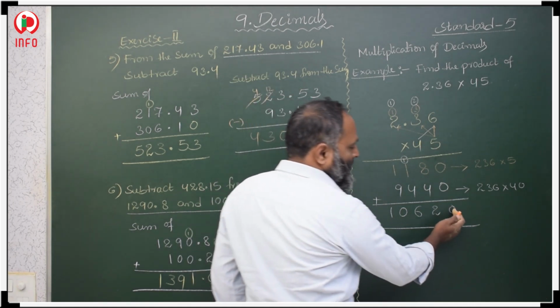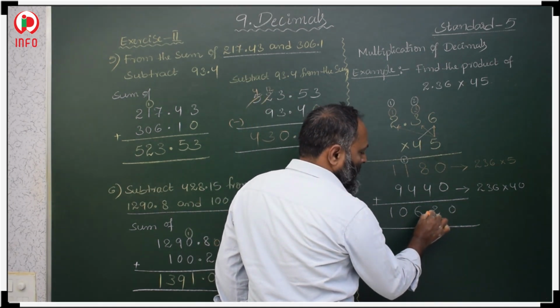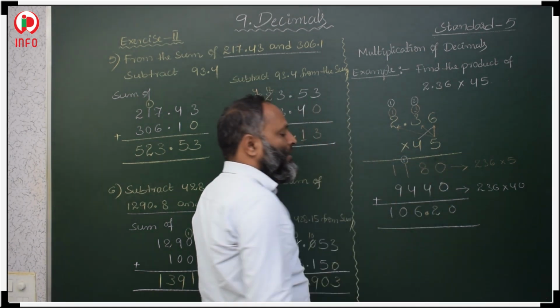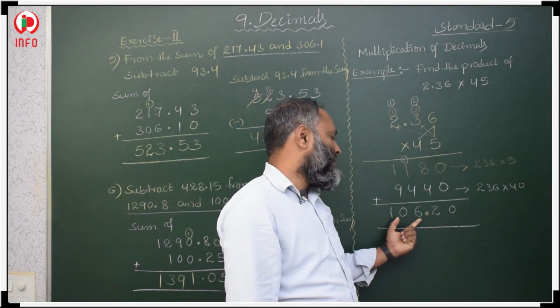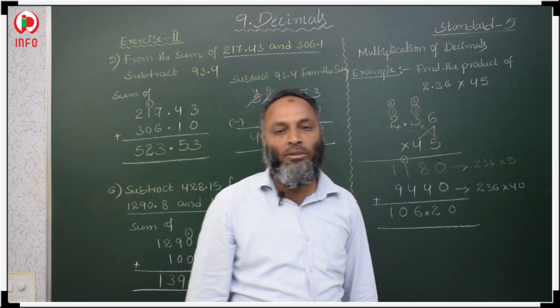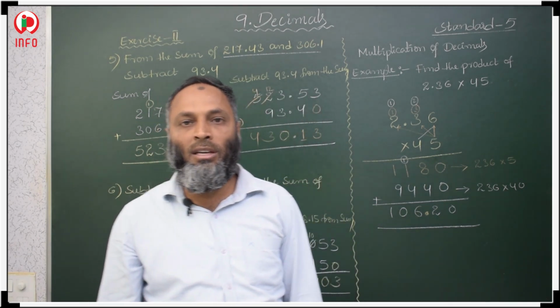In the answer also, after 2 digits we keep a decimal. Here we should consider a decimal after finding the product, that is 106.20. This is our product. Okay.